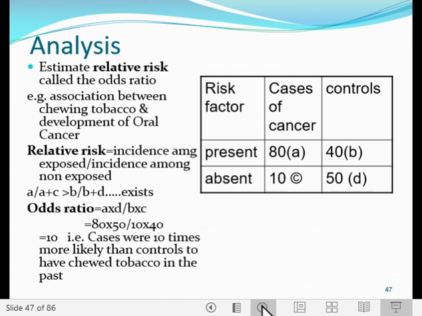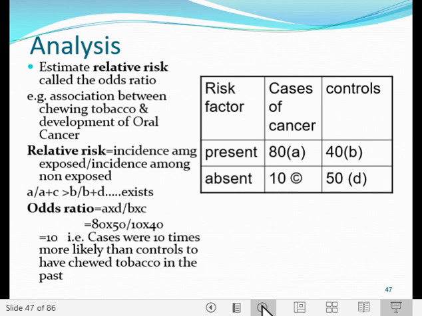Suppose we are studying the association between chewing tobacco and development of oral cancer, then the risk factor is chewing tobacco. If it is present, the cases of cancer were 80 and the controls were 40, and even when the risk factor was absent, that is when people were not chewing tobacco, still there were 10 cases of cancer and 50 controls. Then the relative risk is calculated by A upon A plus C. If it is greater than B upon B plus D, then relative risk exists, that is, there is a definite association between chewing tobacco and development of oral cancer.